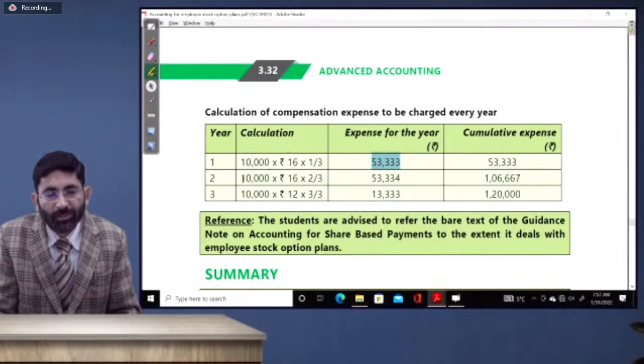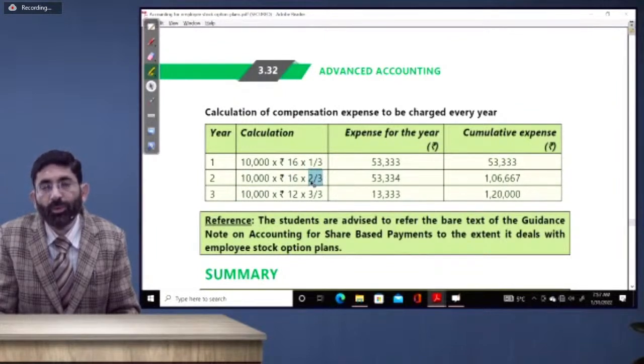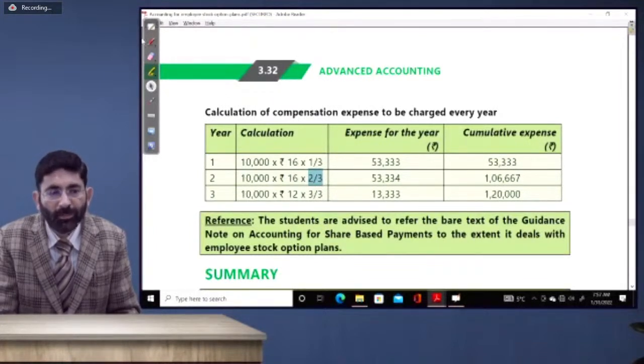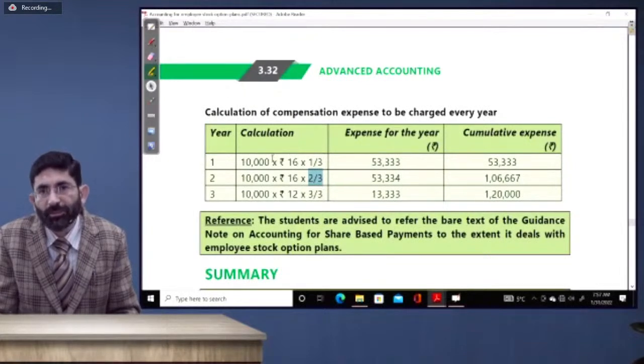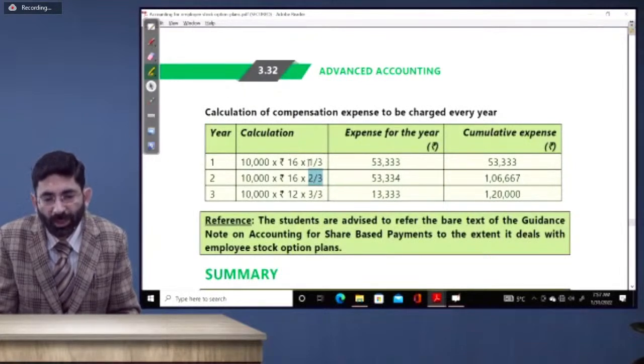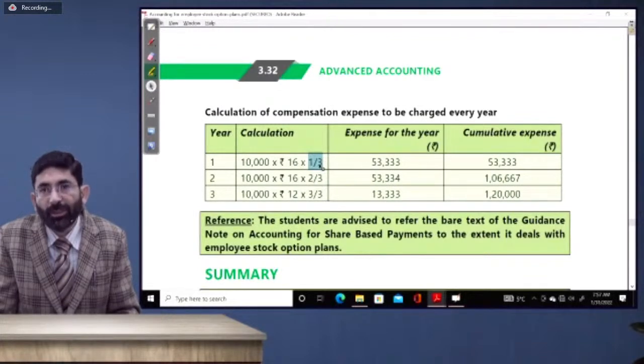In the next year, what has happened? Again, the target is achieved. So we have expected that the loss will be 16 per share instead of 12 per share. So how much is to be written off in maximum? Maximum we have to write off 2 by 3, because this amount is to be written off within the period of 3 years. And because the vesting period is very much clear, that is 3 years, accordingly we should write off this within the period of 3 years. So at the end of first year, we have to write off 1 by 3 amount.